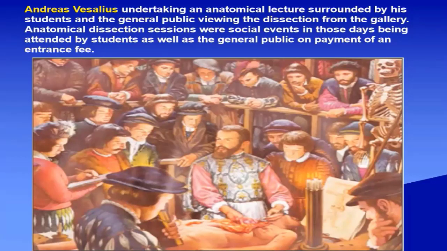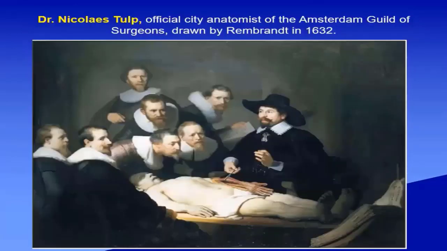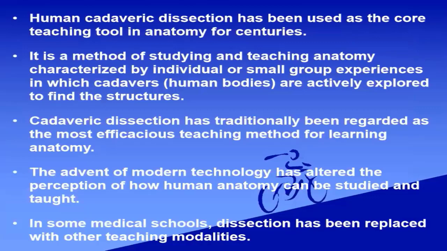Anatomical dissection sessions were social events in those days, being attended by students as well as the general public on payment of an entrance fee. Now, this is a drawing of Dr. Nicolaes Tulp, official city anatomist of the Amsterdam Guild of Surgeons, which was drawn by Rembrandt in 1632. Human dissection has been used as the core teaching tool in anatomy for centuries.